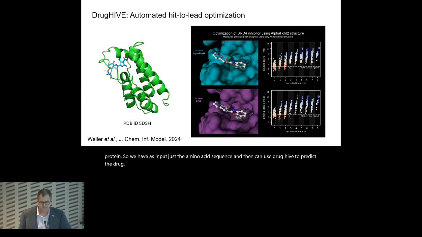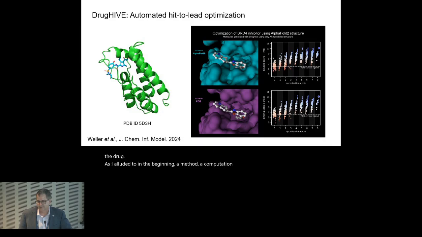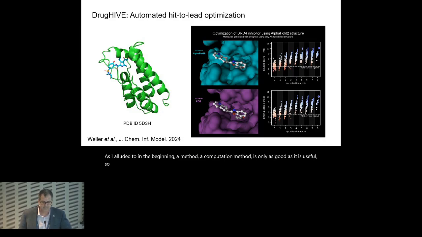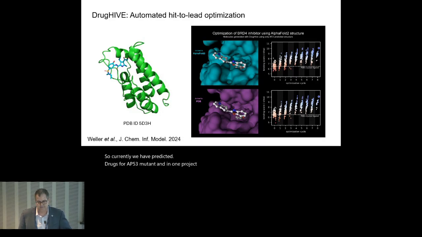As I alluded to in the beginning, a computational method is only as good as it is useful. So currently, we have predicted drugs for a p53 mutant. And in one project, the drug has been synthesized, or multiple variant drugs. And they are now tested for binding, and we seek to have crystal structures with these drugs.